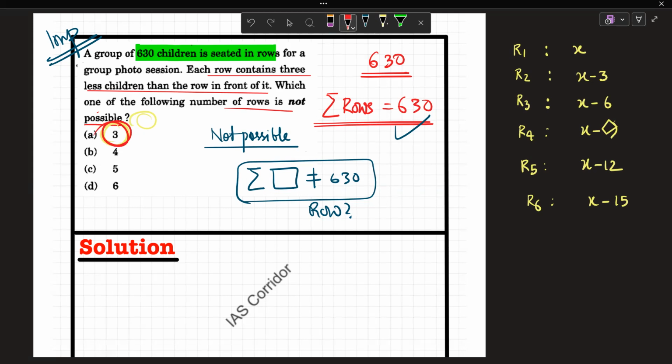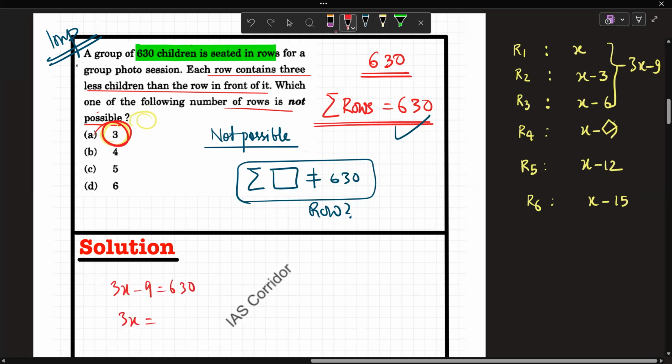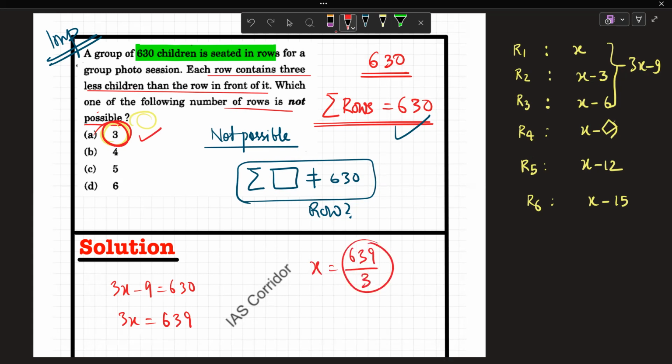Now what is the number of students in the first 3 rows? 3x minus 9. Can you see? X plus x minus 3 plus x minus 6 is 3x minus 9. So can you say, if 3x minus 9 equals 630, will you get a suitable value? 639. No need to solve it. Remember, you need not solve it. It has asked you, is it possible? That means, is x obtained from this division? Please check the divisibility rule. 6 plus 3 is 9. 9 plus 9 is 18. That is, this number is divisible by 3. Hence it will give you a suitable answer. So 3 cannot be the answer.